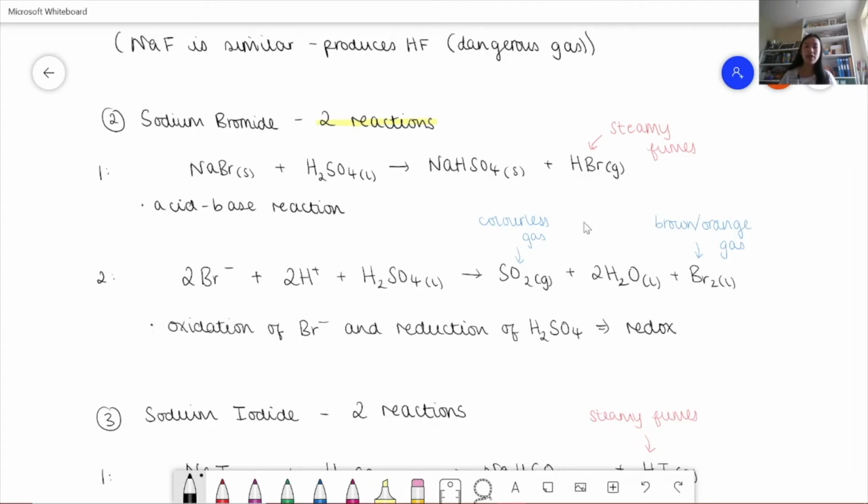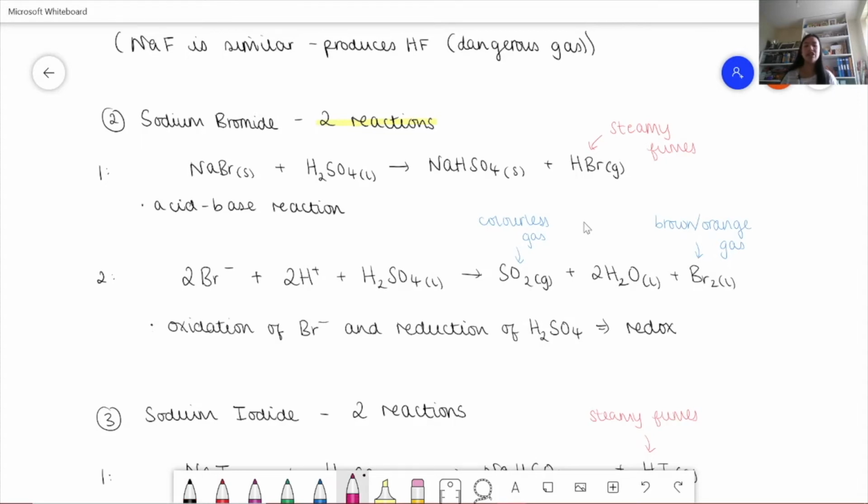And the really important thing to remember about these reactions is what is formed and how they have distinctive features. So we get steamy fumes, and sulfur dioxide is a colourless gas, and bromine is a brown-orange gas, because you'll be asked questions as to what's produced and also what would you expect to see.